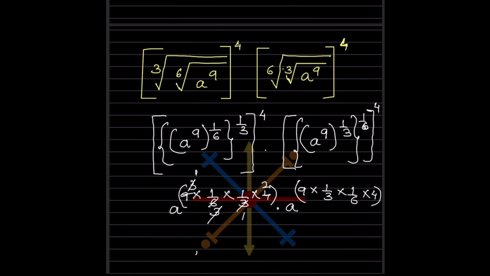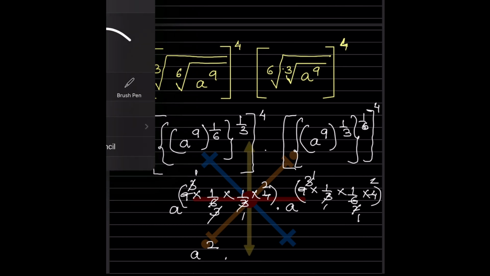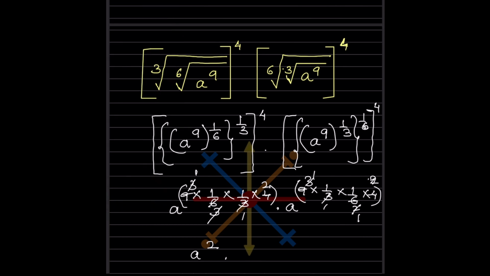So what remains here is a raised to, in the denominator we don't have anything, that is only 1. In the numerator what remains is 1 into 2, that is going to be 2. And in the second one what we can see here, 3 ones are 3, 3 threes are 9, 3 ones are 3, 2 ones are 2, 2 twos are 4. So now again what we can see here, in the denominator there is nothing left. In the numerator that is only 2 left. So we can write here a raised to 2.